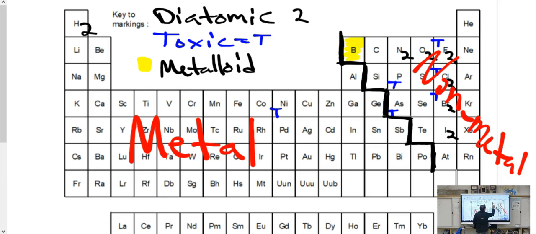All right, so boron, silicon, germanium, arsenic, antimony, tellurium, and we'll call that good right there. So those are what we consider metalloids in this class.